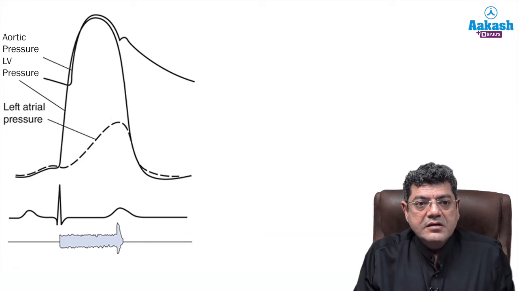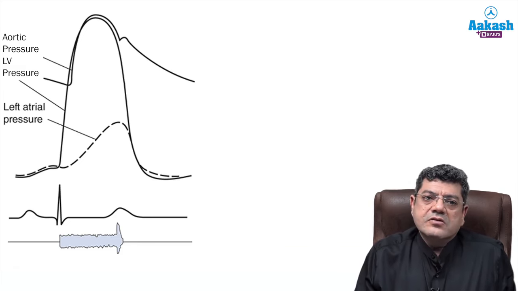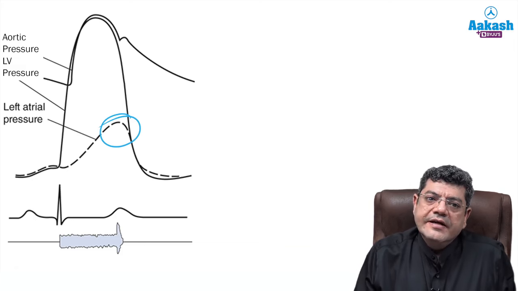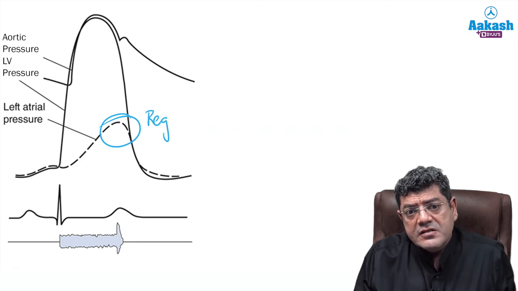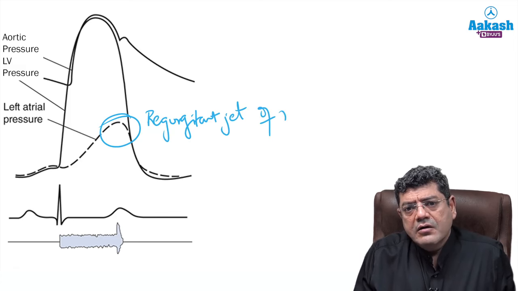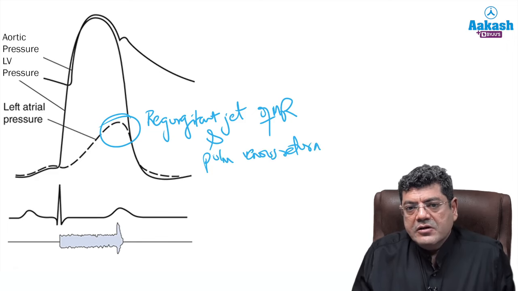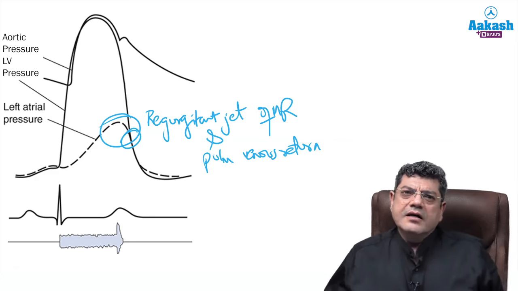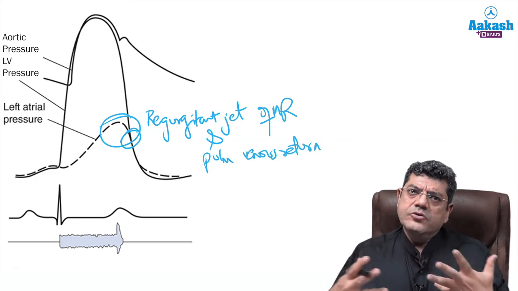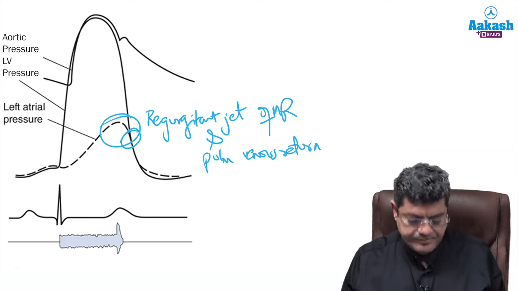On the other hand, here you will see that the left atrial pressures are not very high except late in ventricular systole. Now, why does atrial pressure rise so much late in ventricular systole? Because it receives the regurgitant jet of MR, and the pulmonary venous return also fills it up. So, that is why the atrial pressures tend to increase in late ventricular systole. Okay.